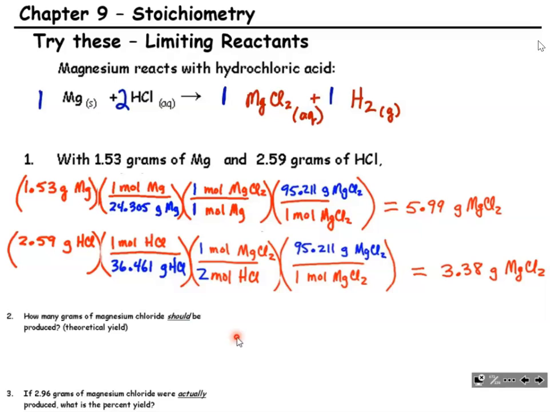All right, now, question number 2. How many grams of magnesium chloride should be produced? We call that the theoretical yield. All right. Now, since we picked MgCl2 to try to figure this out, we already have the answer to that question.